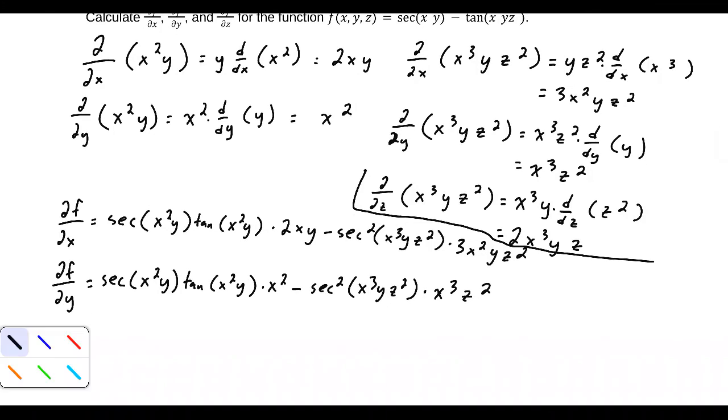And finally, the partial of f with respect to z is equal to negative secant squared, open parentheses, x cubed y z squared, close parentheses, multiplied by 2x cubed y z.